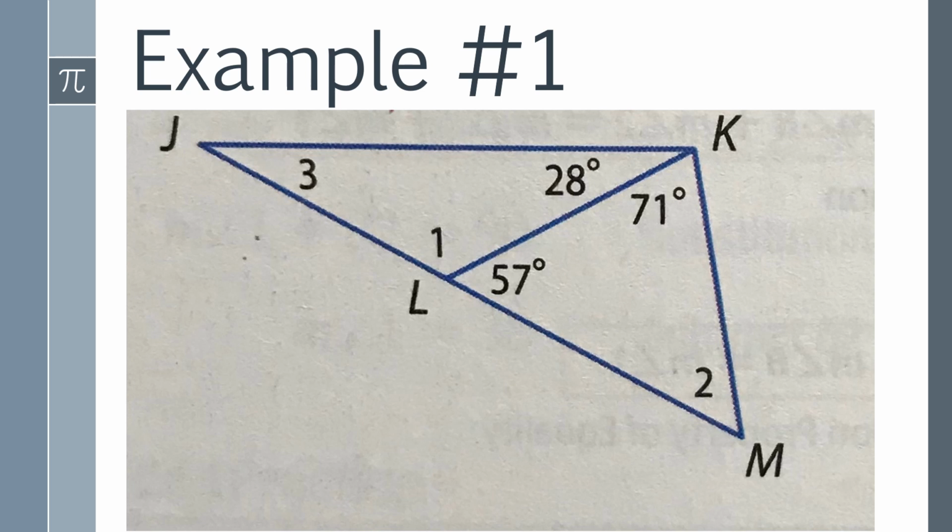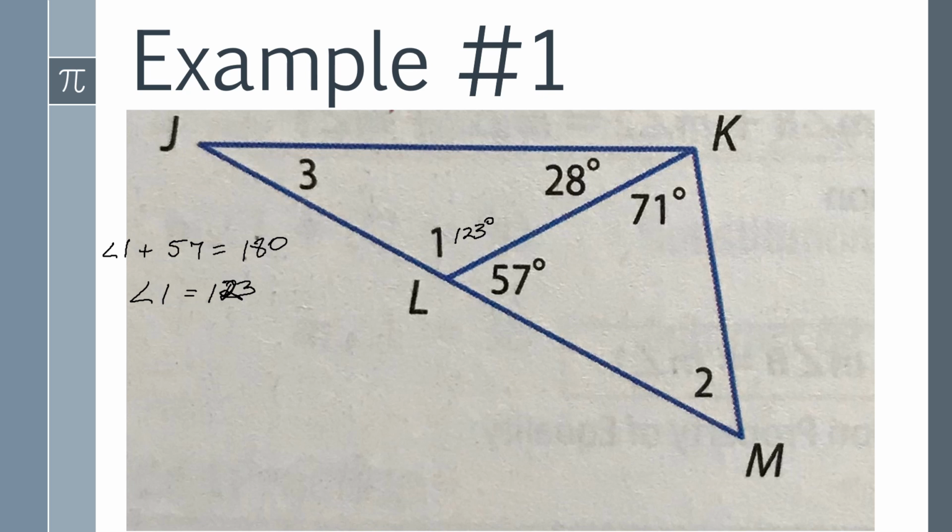Okay, so let's do a little bit of calculation here with this. So I can look at this and I can see right off the bat that angle 1 plus 57 equals 180 degrees, right? So it's a linear pair. So I'm just going to take my calculator and 180 minus 57, and I've got 123. So angle 1 equals 123. Okay, we'll write it here as well.